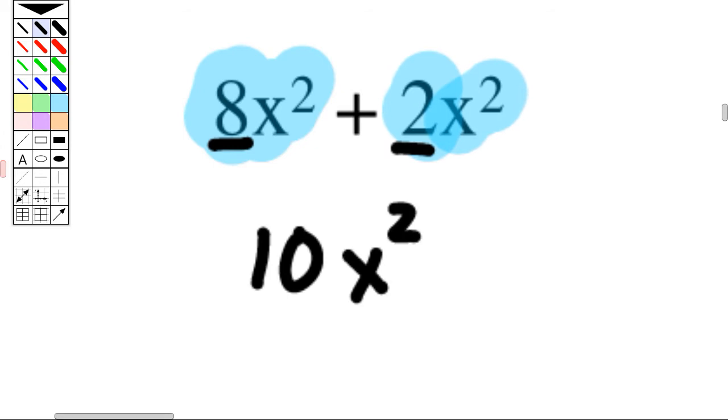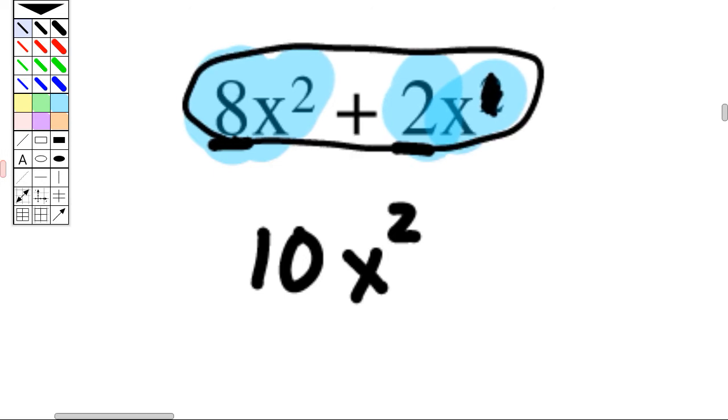x squareds. Now what if this was not squared? What if it was just 2x? Is there anything I can do with this? Nope. Those aren't like terms, so I'd have to leave it just like that.